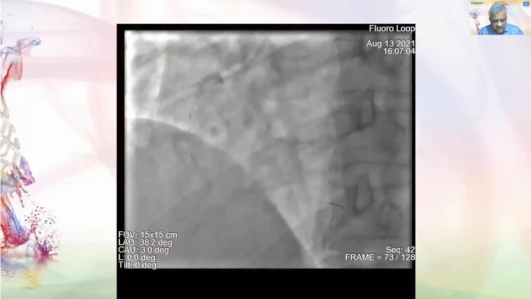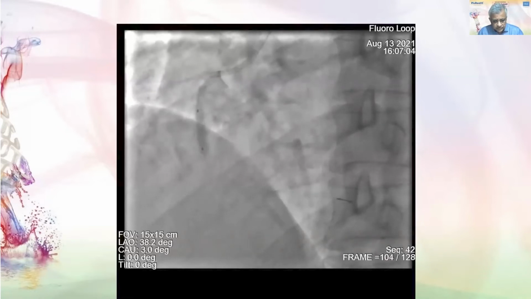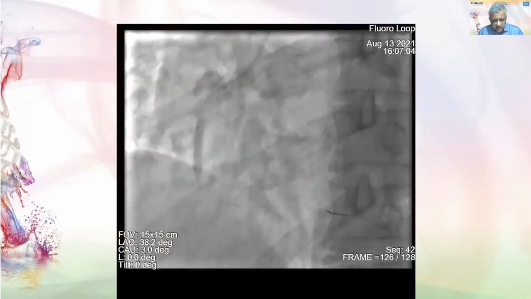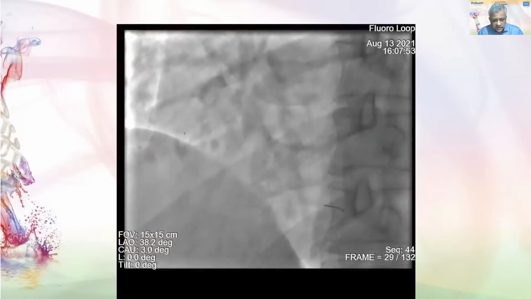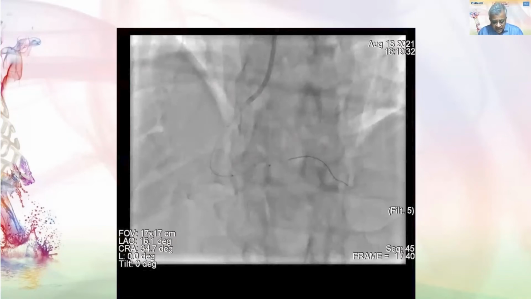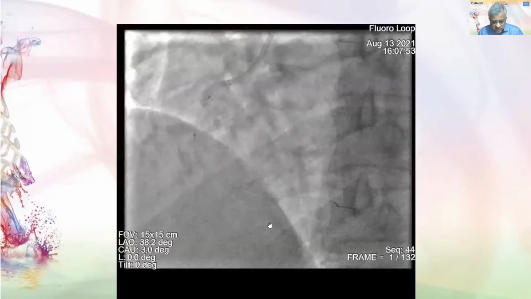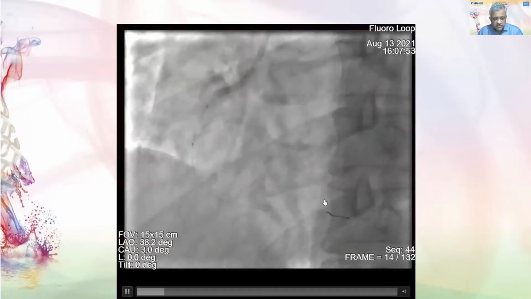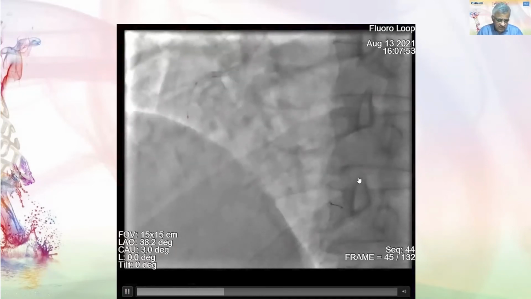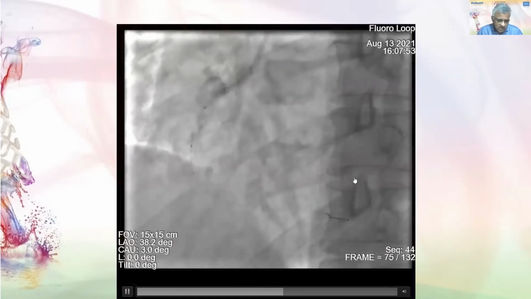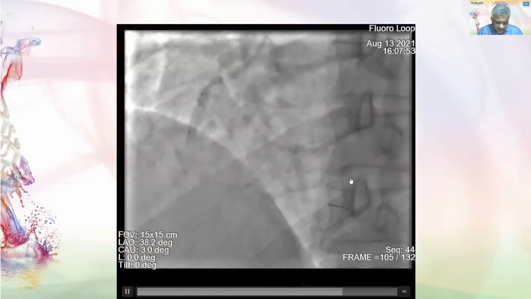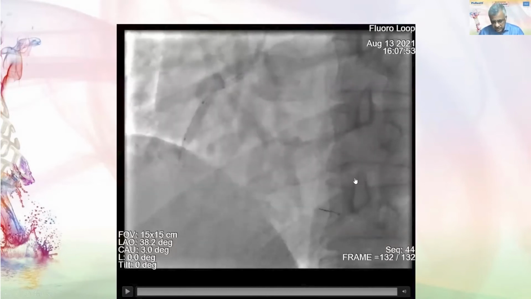So once this dilatation was done, we pulled it back and did a dilatation in the proximal segment. And once we did the dilatation in the proximal segment, we got good flows and we stopped at that, as far as both the dilatations done with the 4.5 15 Lineage balloon at nominal atmospheres.